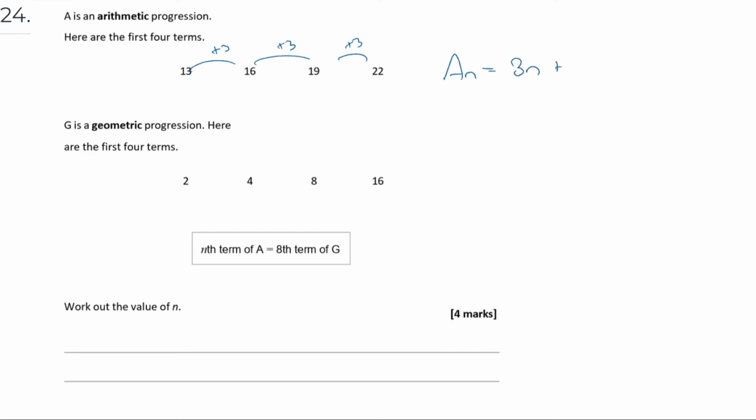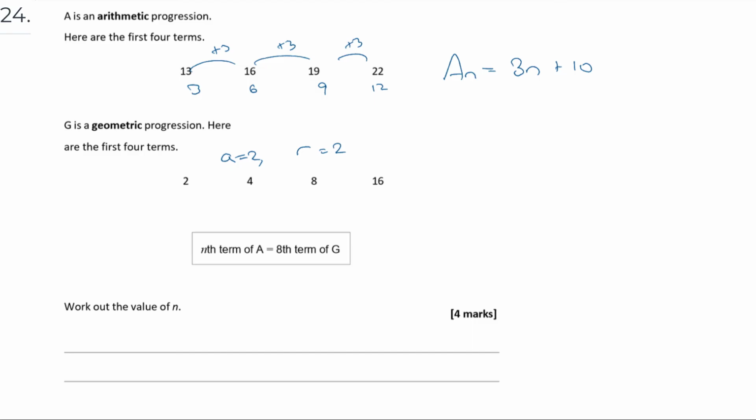Well, 3n would be 3, 6, 9, 12, and I've got 13, 16, 19, 22, which are all 10 more than those values. So the nth term of A is a_n equals 3n plus 10. Now, the nth term of a geometric progression is equal to the first term, which is a, times the common ratio. What's the common ratio here? 4 is twice as big as 2. 8 is twice as big as 4. So r, the common ratio, is 2.